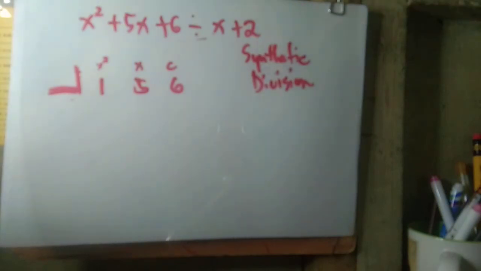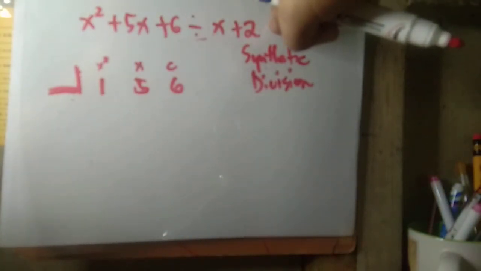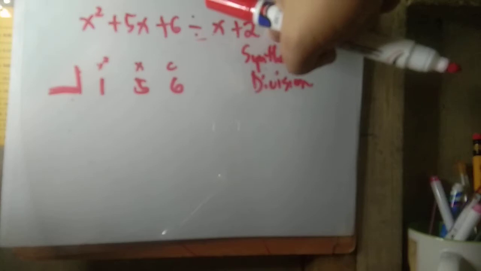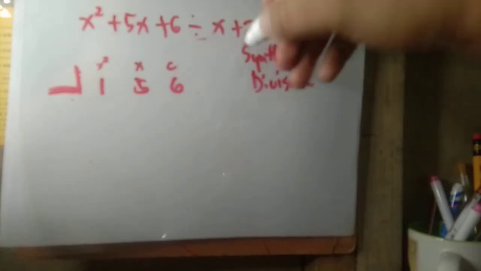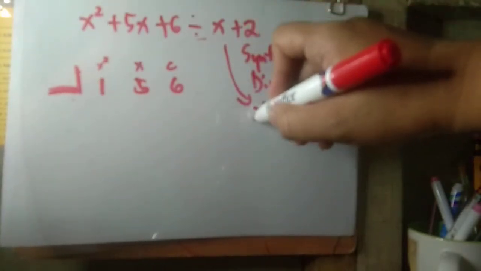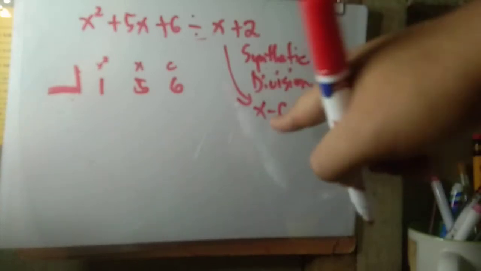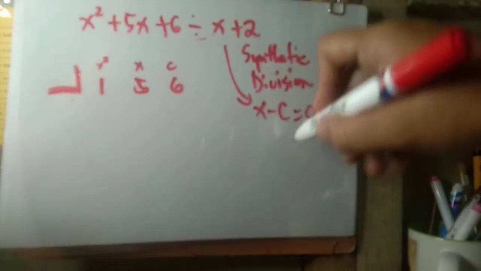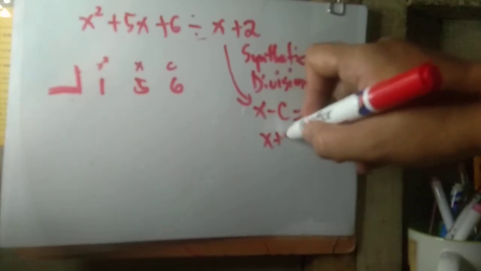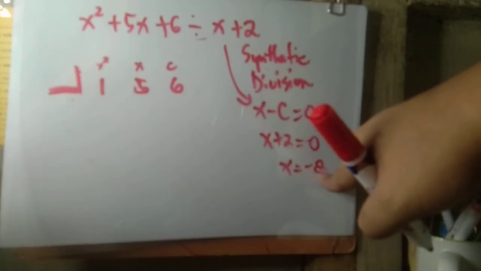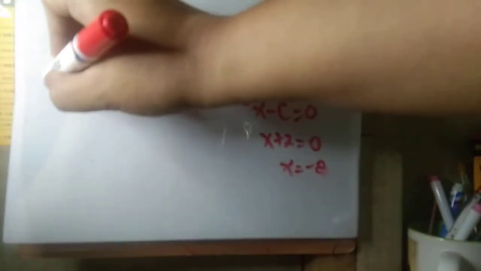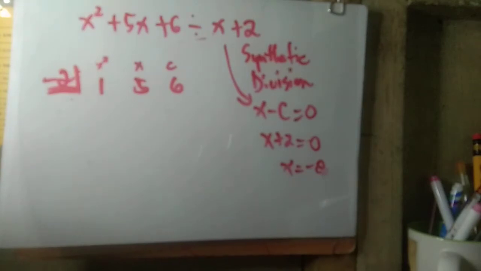And then, for your divisor, you will put it on the side. You will just make a symbol like this on the side. You will just assume that you will be solving for the x of this. So it can be written as x minus c is equal to 0. So you will be solving for the value of c. In this case, x plus 2 is equal to 0. So your x is equal to negative 2. This is the one that you will be using for this. So minus 2 on the side.